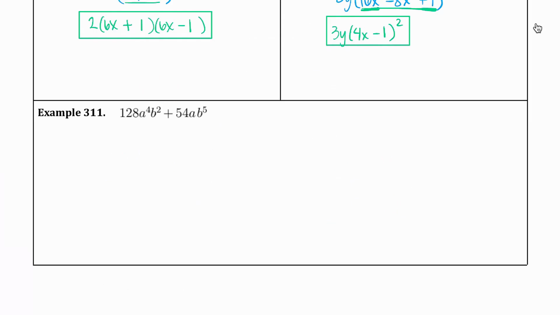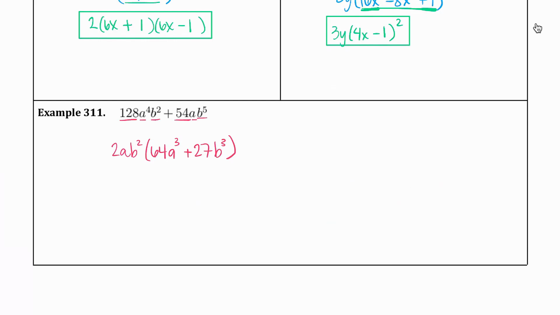All right, and then one more right here. Again, hard to tell what's happening, so let's see if we can take out any greatest common factor. If we look at our coefficients, it looks like the only thing we can take out is a 2. If we look at our a's, we can take out an a to the first. If we look at our b's, we can take out a b squared. So if we divide each piece by 2ab squared, we should be left with 64a cubed plus 27b cubed.